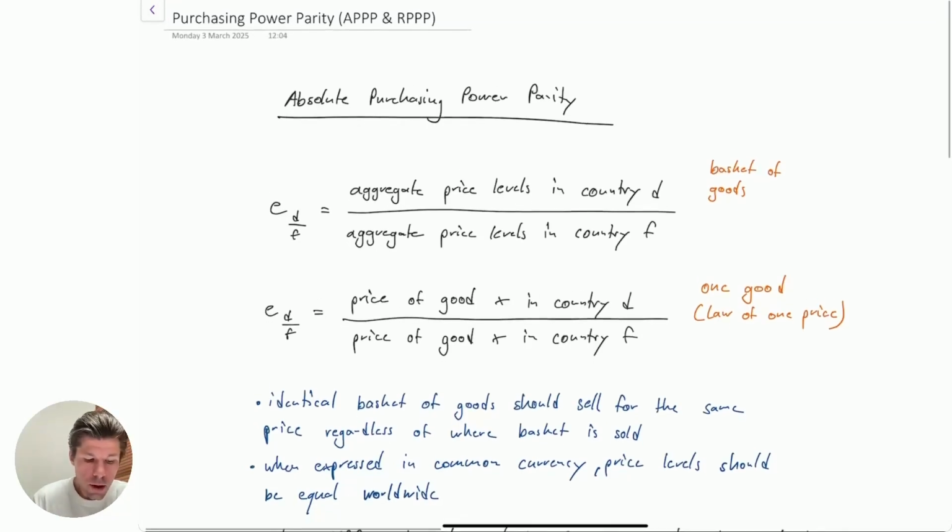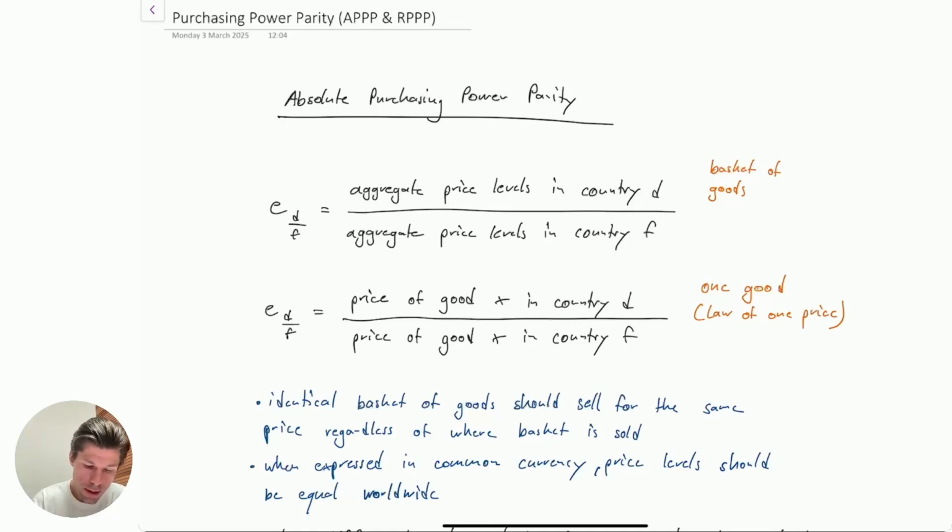This video is about purchasing power parity, APPP and RPPP. APPP is the absolute version and RPPP is a relative version. As mentioned before, purchasing power parity is one of the parity conditions. It basically gives you an identification of how exchange rates between two countries should be based on their price levels.